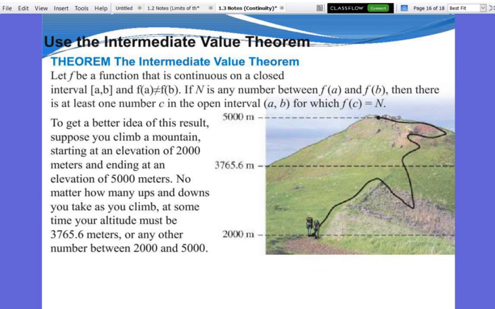Okay. So this one's the intermediate value theorem, and I'm going to work on this one tomorrow. Okay. I'll give you guys time for that.